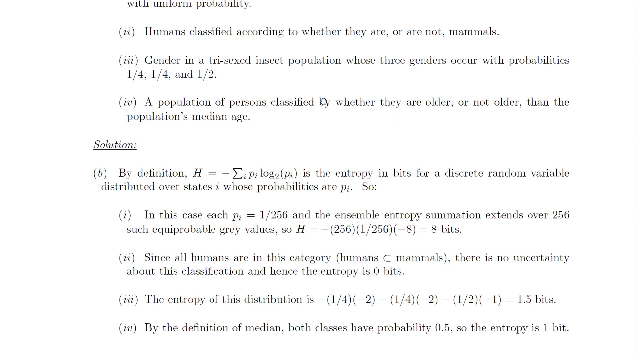In this case, by definition, a median is that value which divides the population into equal halves as far as possible, so there are as many above as below the median. Therefore, both classes have probability 0.5, so obviously the entropy is 1 bit.